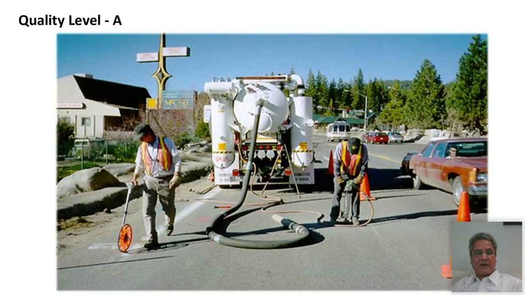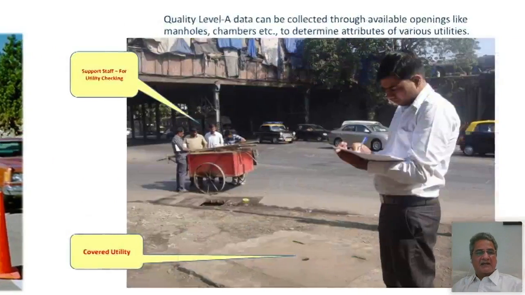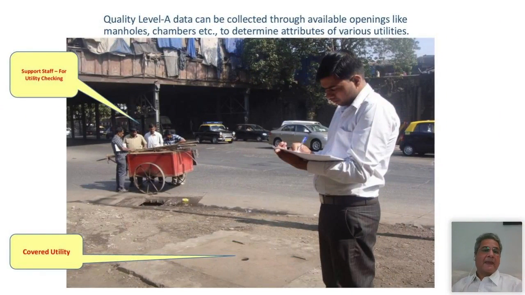This is a vacuum excavator truck. This is vacuum excavation. I had a small video on this, but I'll skip it. The quality level A data can also be collected through available openings like manholes, chambers, etc., to determine attributes of various utilities. You don't need to really dig every time.